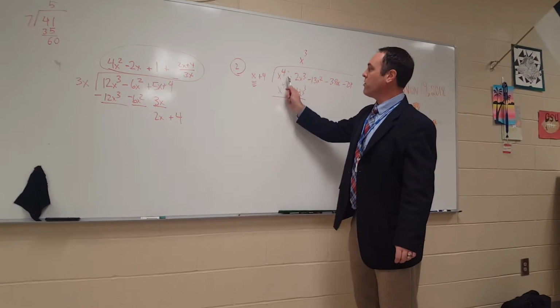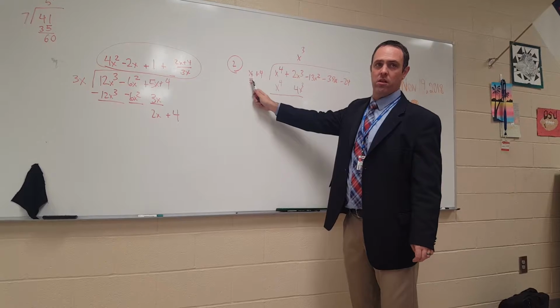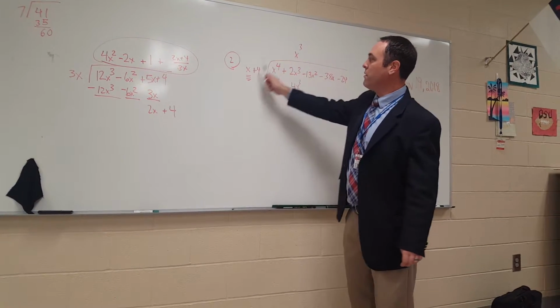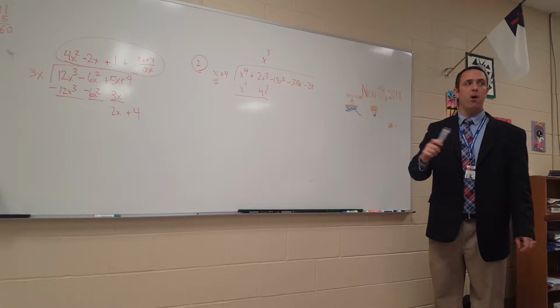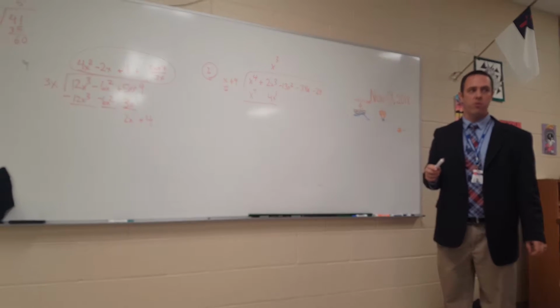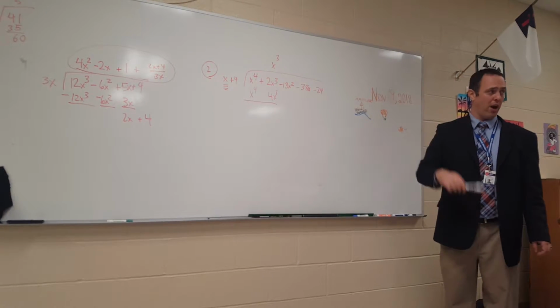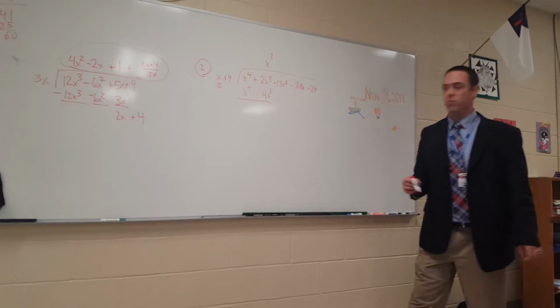Okay, we took x to the fourth divided by x, and x cubed times x would give me that term. Then we distribute it to both of them. Got to distribute to both of them. Then we subtract, right? Just like long division, we subtract.